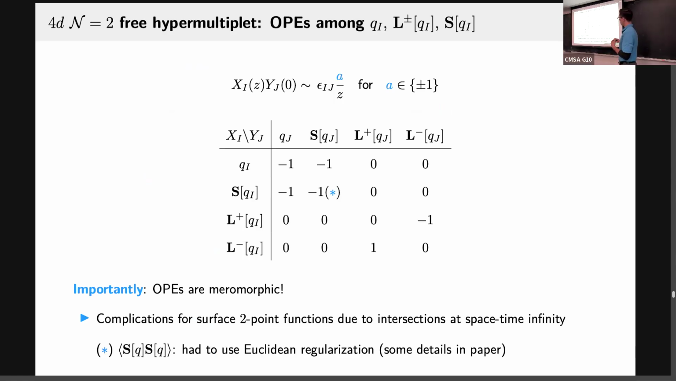And this asterisk is here in this entry of the table because there are some convergence complications that occur when one tries to compute the surface-surface 2-point functions, which is what gives us this term closing on the identity here. These convergence difficulties are basically due to intersections between these surface operators that occur at space-time infinity, in particular on the light-like conformal boundaries of Minkowski space.